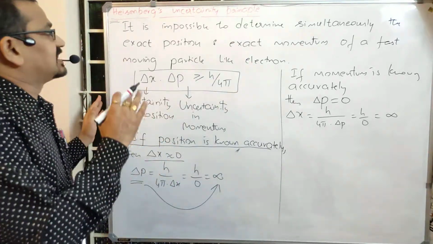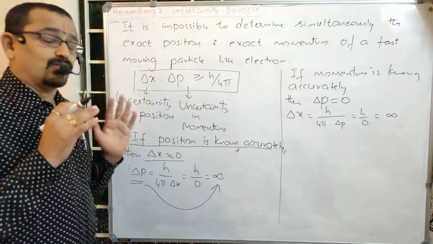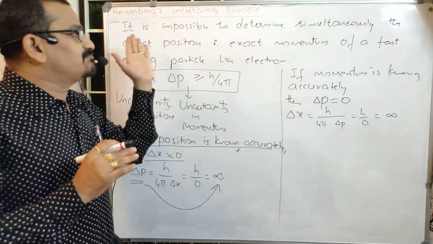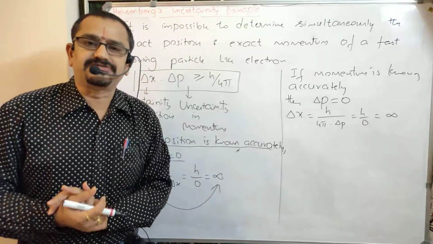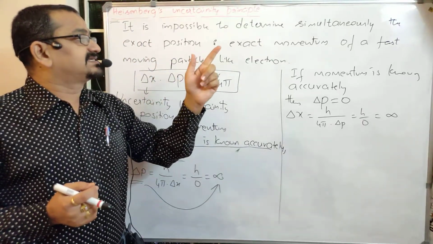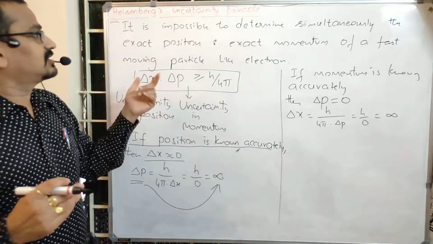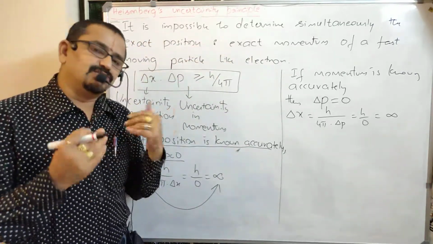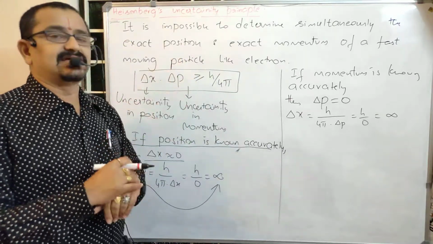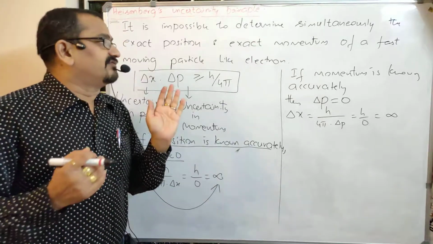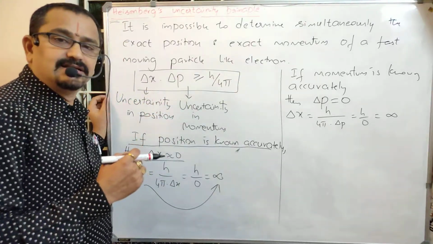So this is called Heisenberg's uncertainty principle. Once again, let us go through the definition part. What does it state? It is impossible to determine simultaneously the exact position and exact momentum of a fast moving particle like electron.